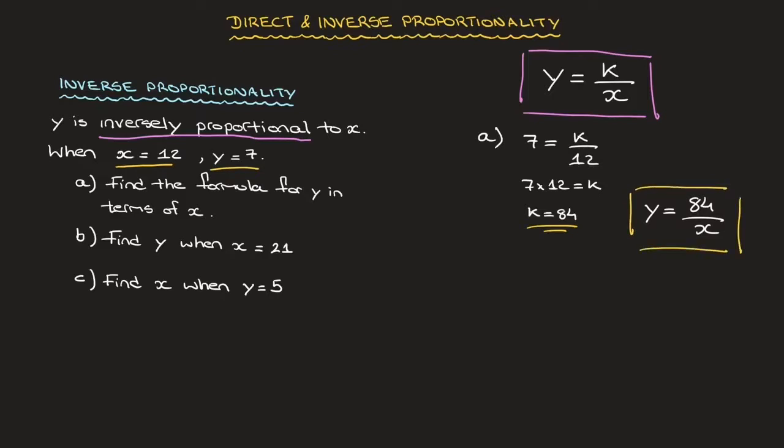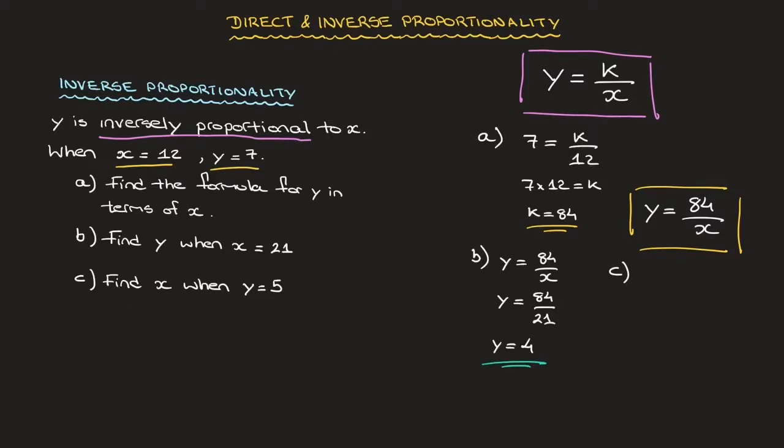We move on to the second question, question B, in which we're asked to find y when x is equal to 21. Well, using the formula we just found in question A, we know that y is equal to 84 over x. So to find y when x equals 21, all we have to do is replace x by 21 and calculate. So that would be y is equal to 84 over 21. And since 84 divided by 21 is 4, that leads us to y equals 4. And that's the answer.